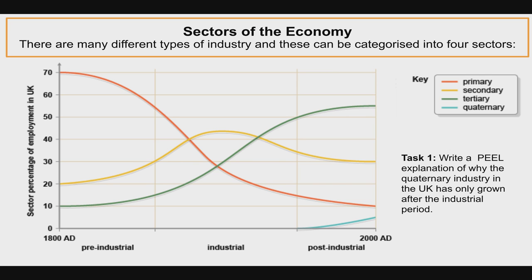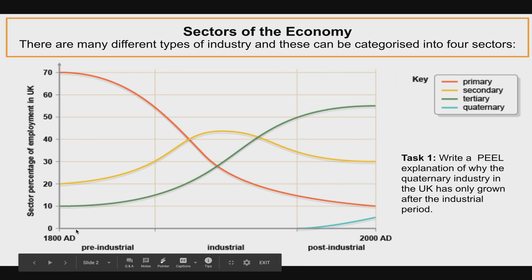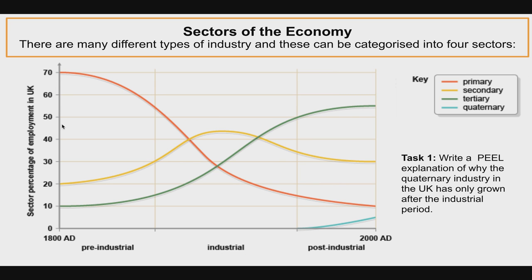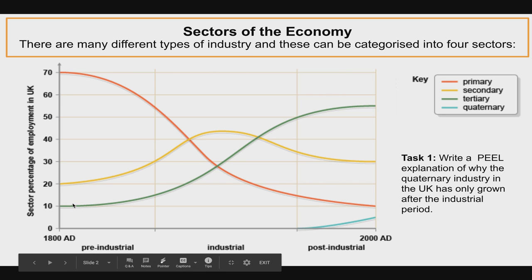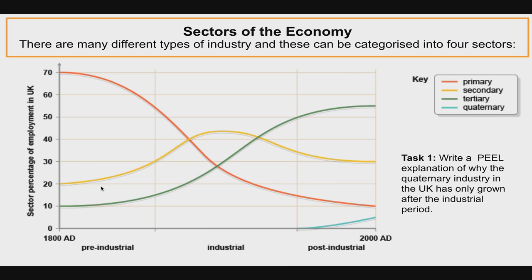Here is a model. It's a graph, but it's still a model because it isn't plotted on exact data. It's showing you the overall trend in the changing employment structure of the UK. And what we can see is in our pre-industrial period in 1800, we have high percentages of people who work in primary industries, fishing, farming, mining, as we've discussed. Relatively low numbers of people working in tertiary services and sort of middling numbers of people working in secondary services.